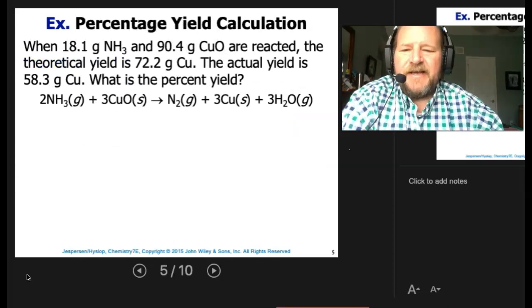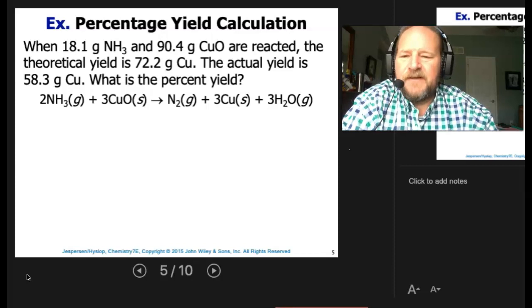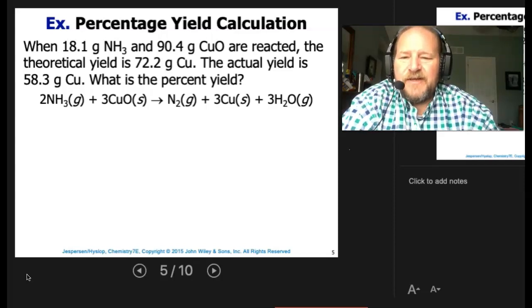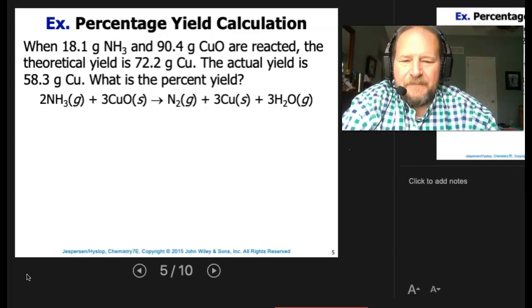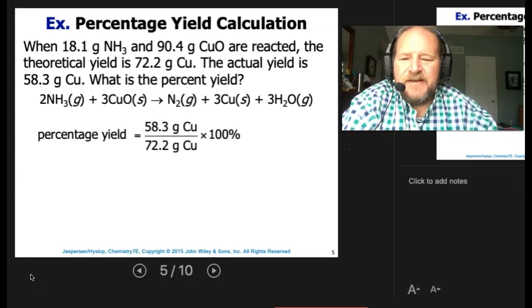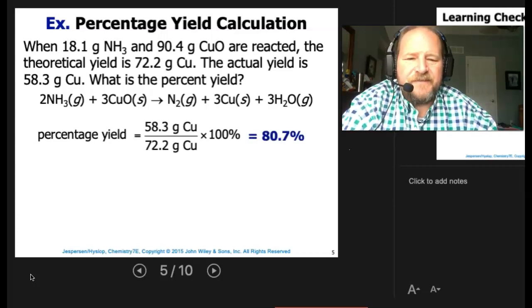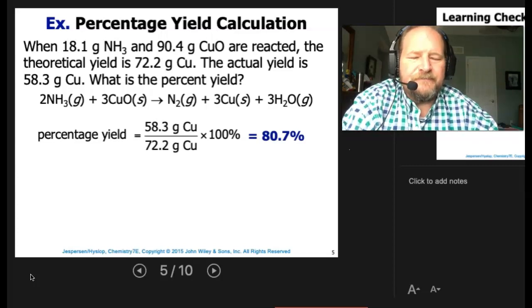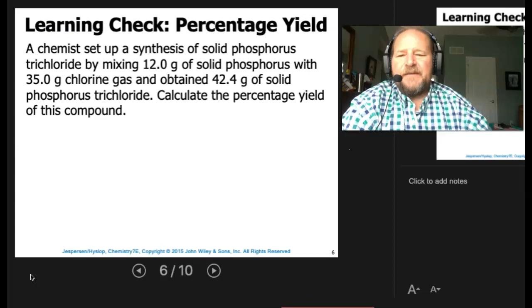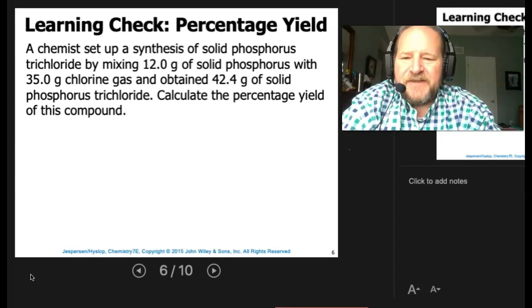Now, percent yield calculations will be hidden inside of stoichiometry problems. When 18.1 grams of ammonia and 90.4 grams of copper oxide are reacted, we've seen this reaction before, the theoretical yield is 72.2 grams copper. Now we calculated that back in segment 4. So if you want to go back and take a look at that, you can see how we did that calculation. The actual yield is 58.3 grams. What is your percent yield? So for percent yield then, we would take the 58 grams, divide by the 72 times 100%, and that means we have an 80.7% yield.